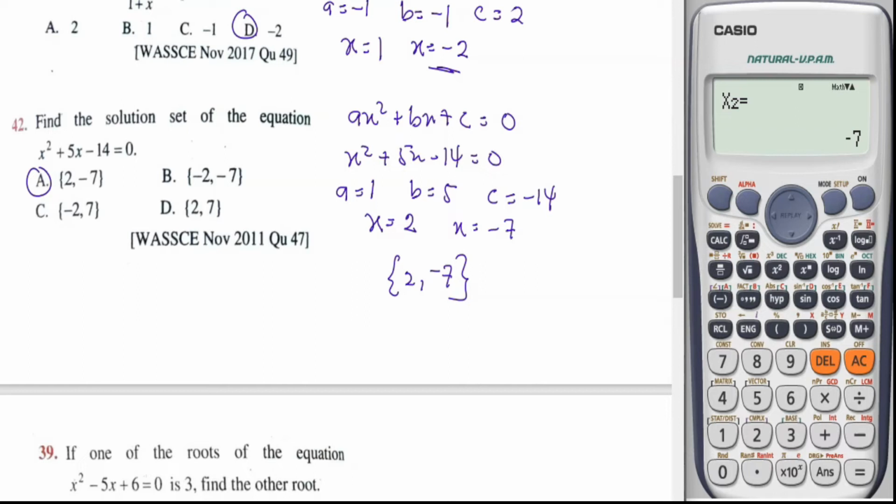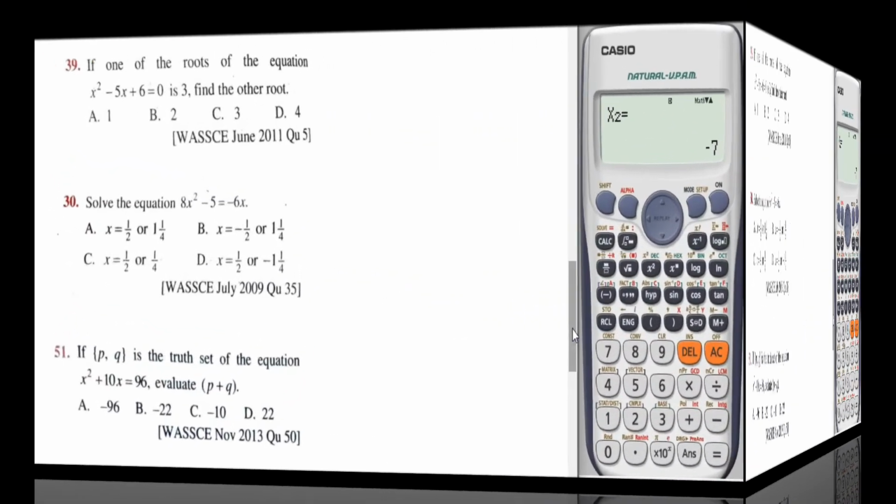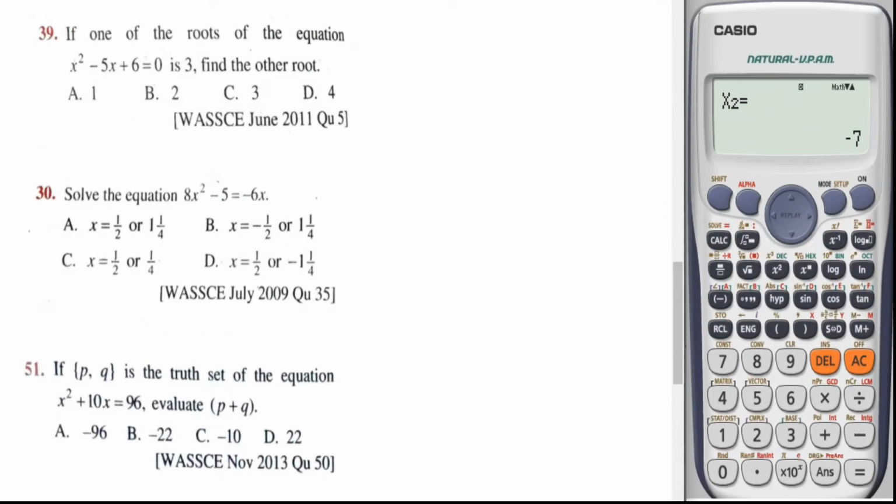So moving on to other work examples, let's scroll down. Let's scroll down faster. So we have, if one of the roots of the equation x squared minus 5x plus 6 is equal to 0 is 3. So one of the quadratic solutions is actually 3. Find the other root. So you are finding the other solution. All that you need to do is just solve this quadratic equation. And as I told you, we are using the calculator to get it done fast.